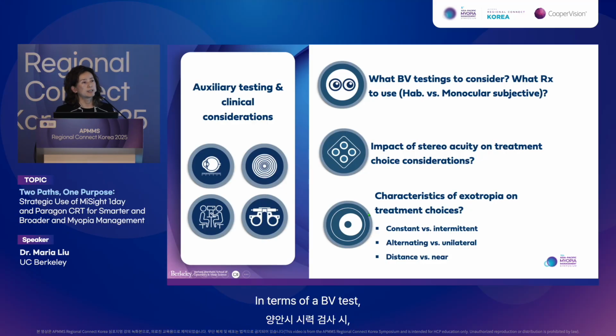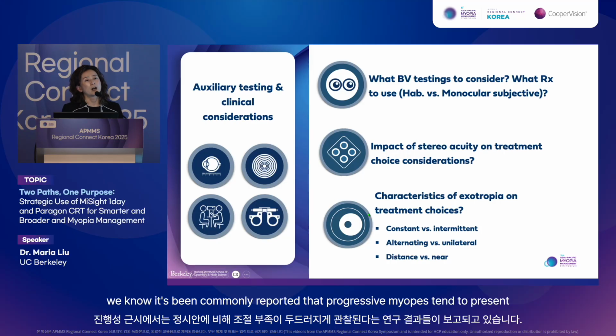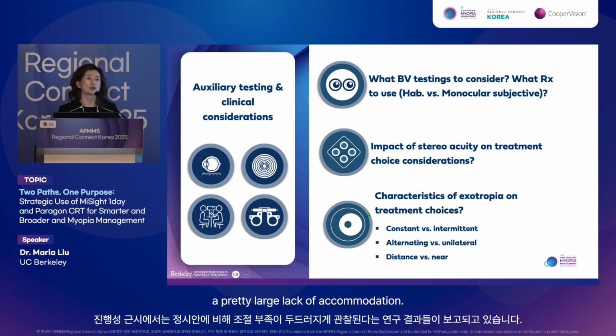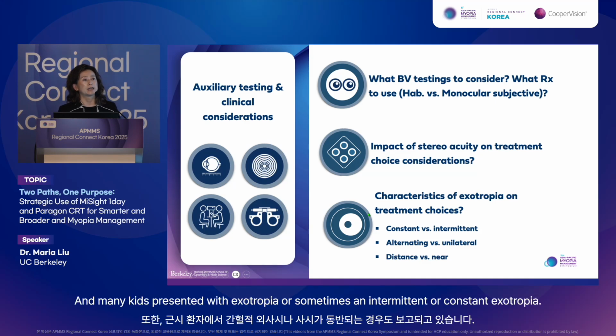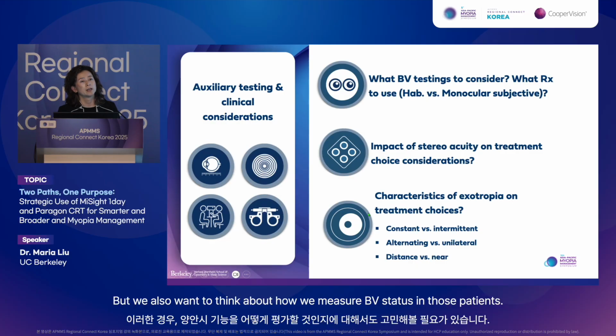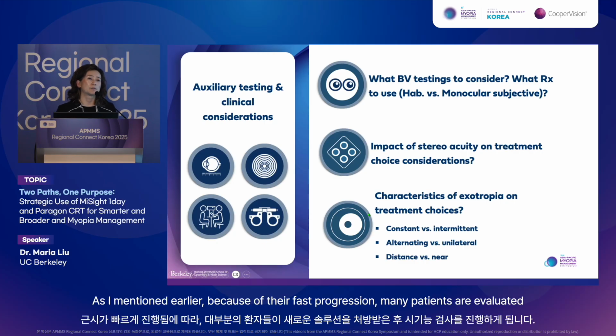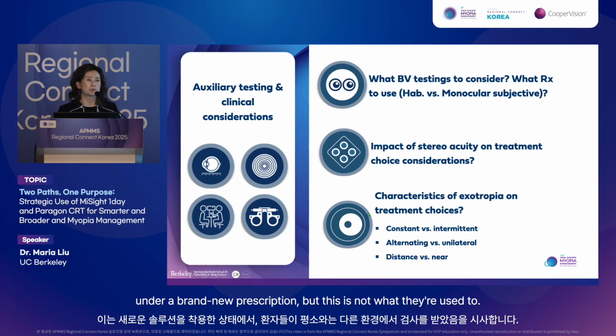In terms of a BV test, we know it's been commonly reported that progressive myopes tend to present a pretty large lack of accommodation, and many kids presented with exophoria or sometimes an intermittent or constant exotropia. But we also want to think about how we measure BV status in those patients. As I mentioned earlier, because of their fast progression, many patients are evaluated under a brand new prescription, but this is not what they're used to.